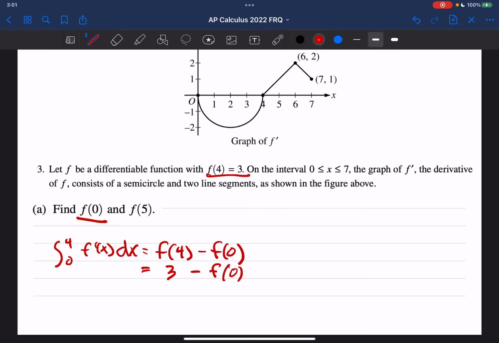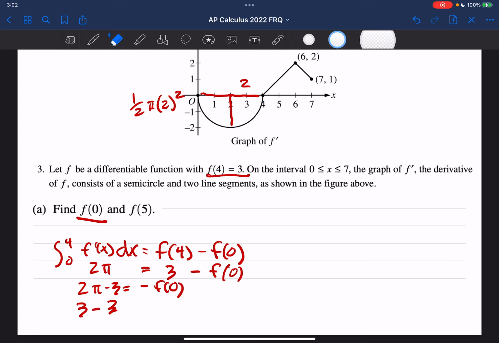But the integral of this, well, we have to find this area. So this is a quarter circle with a radius of 2. So we have 1/2 pi times 2 squared, so that's going to be 2 pi. So when we subtract the 3, we get 2 pi minus 3 equals negative f of 0. So when we switch that around, 3 minus 2 pi equals f of 0.